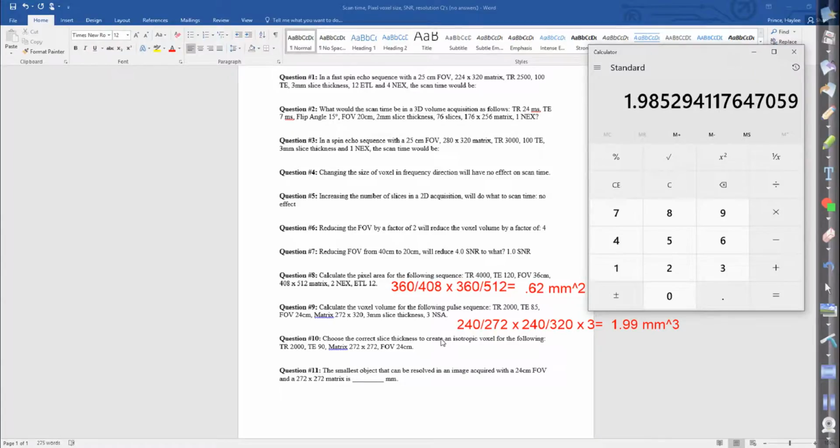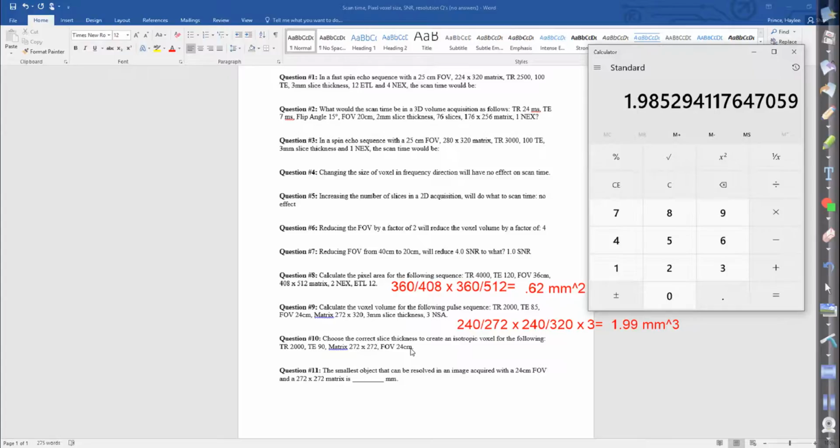All right, number 10. Choose the correct slice thickness to create an isotropic voxel. So remember, isotropic means that we're equal on all sides, right? So our phase, our frequency encoding direction, and our slice thickness have to all be the same size, same millimeter thickness. Okay? So how do you think you would solve this? What is the quickest way to solve this question?